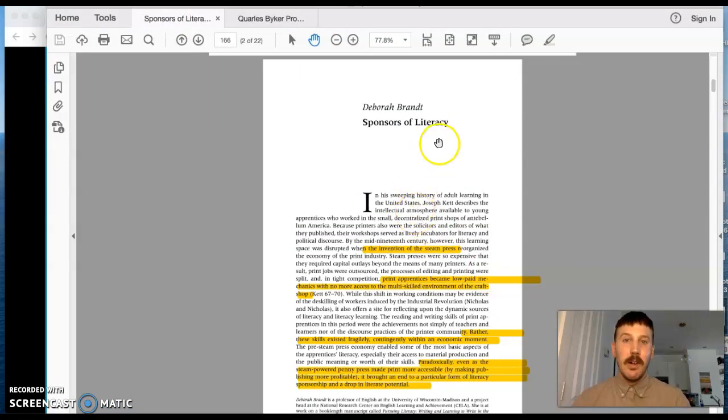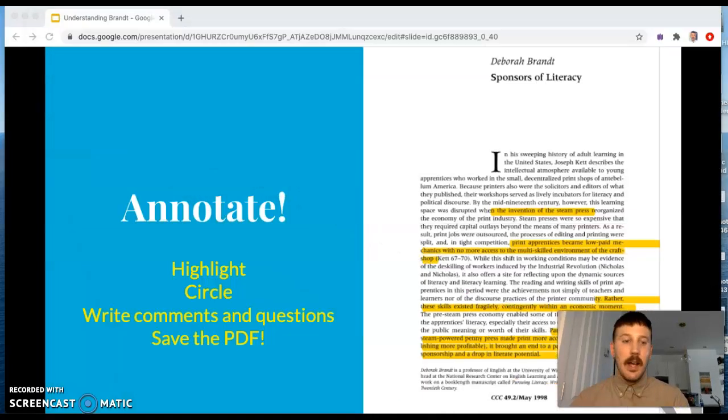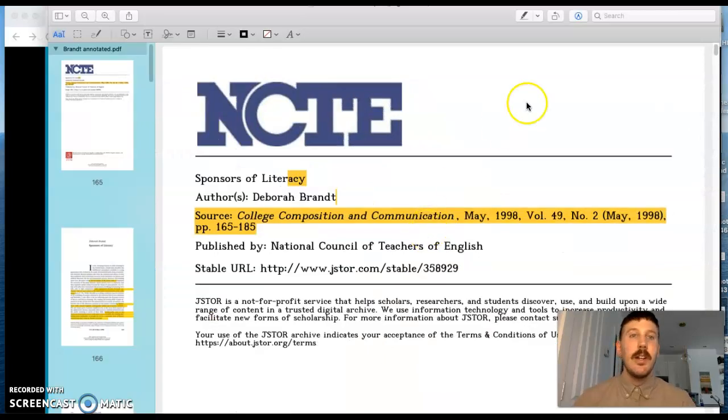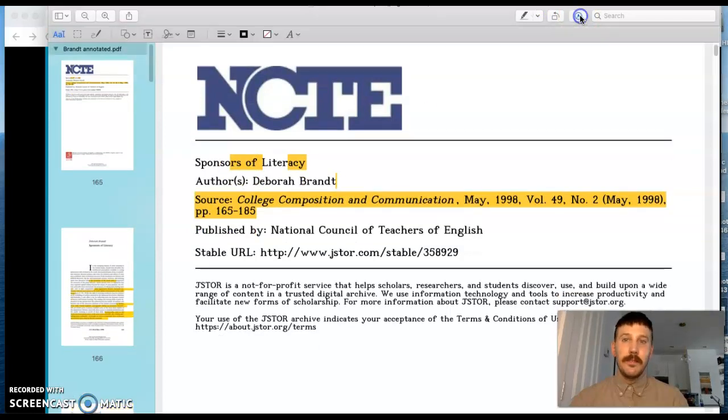So if you're using Adobe Reader, for example, you can use the highlighter feature right here and insert sticky notes or comments using those things. If you are using the Preview application on Macs, you can go up to the top here and there's a highlighter button right here. You can also click this little pencil and a bunch of tools come up. You can add text.